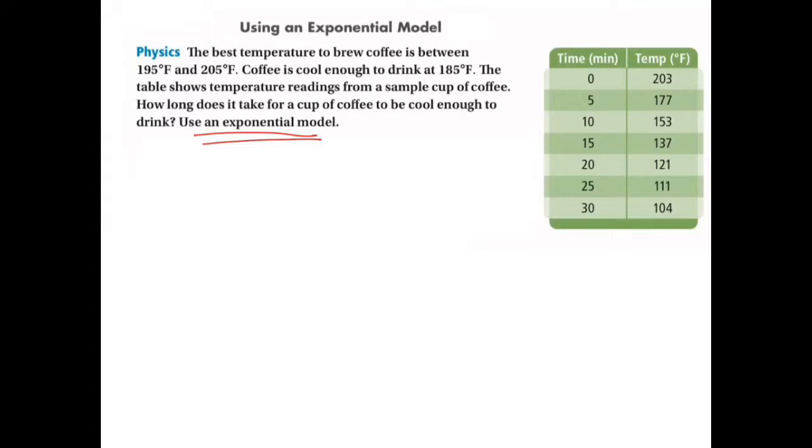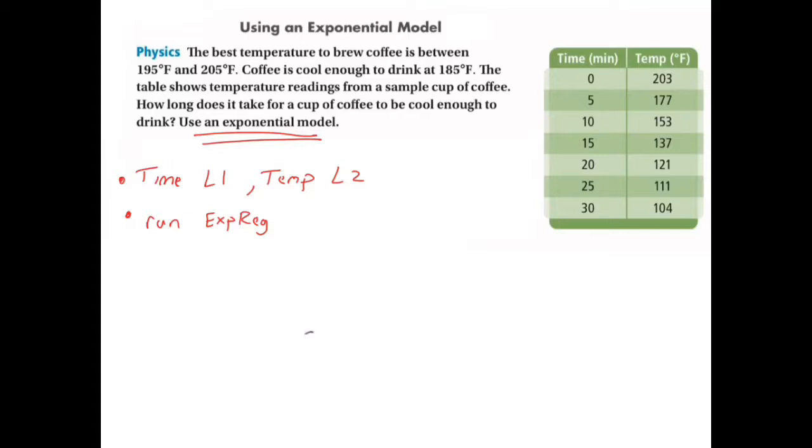When it asks us to use an exponential model, what we're going to do is use the stat menu on our calculator to run an exponential regression. We're going to put time in the L1 list and temp in the L2 list. And then once we have those lists set up, we're going to run an exponential regression, so that we get an exponential model for this.